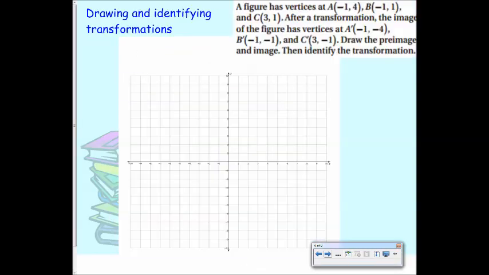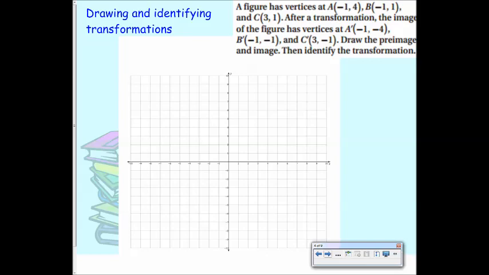Okay, so how do we do this if I just give you coordinates on a coordinate plane? This long paragraph up at the top says a figure has vertices at A, B, and C. After a transformation, the image of the figure has vertices at A prime, B prime, and C prime. Draw the pre-image and image, and then identify the transformation. So how would you approach doing this problem? Plot it, and then plot the new one and see what happened, right?